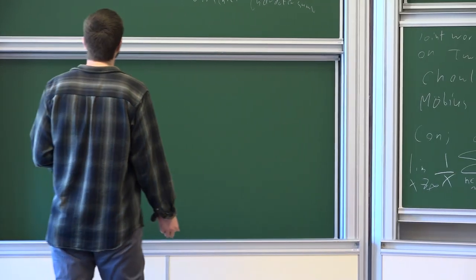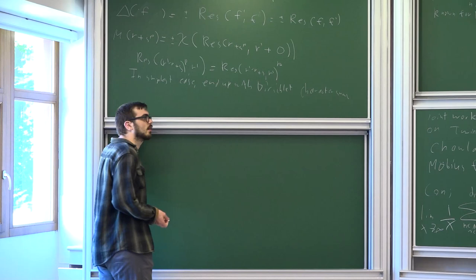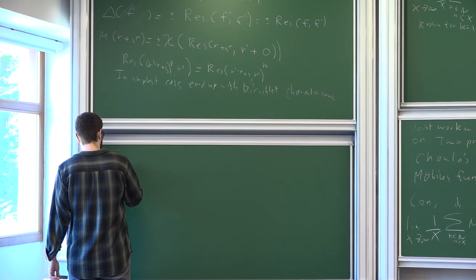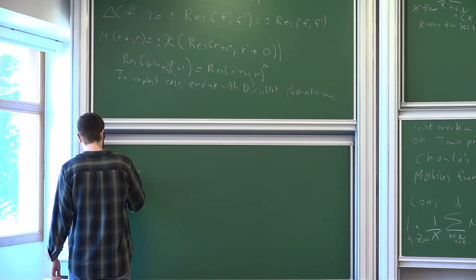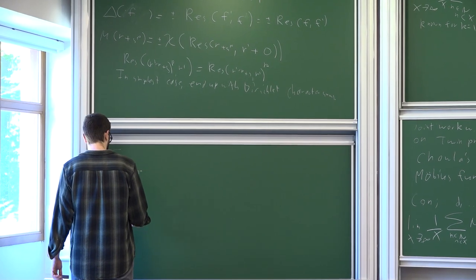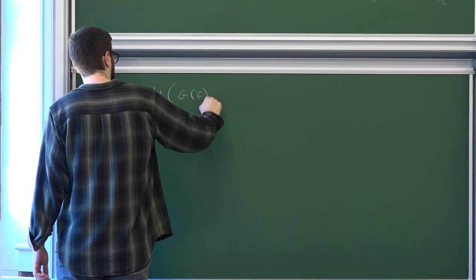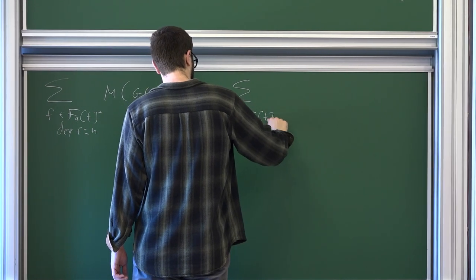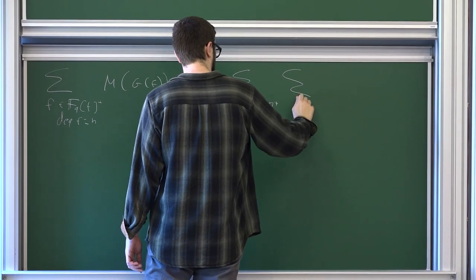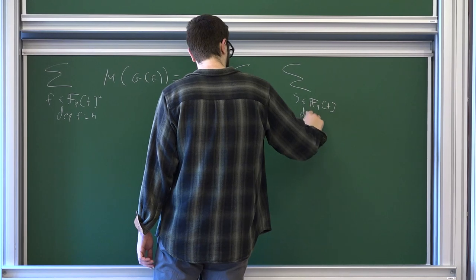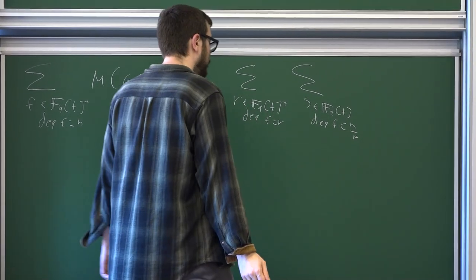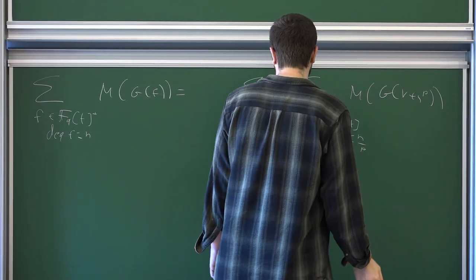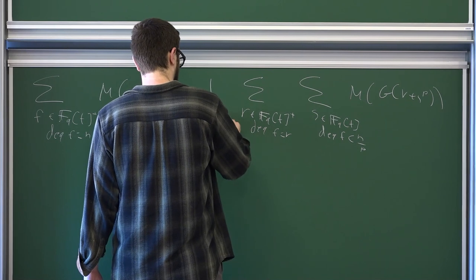Okay, sorry, I should explain what we're doing here. What we're doing is we're observing that the sum over f in F_q[T], degree f equal to n, of mu of g of f, can be written as the sum over R in F_q[T], degree of R equal to n, of the sum over S in F_q[T], degree of S less than n over P, of mu of g of (R plus S to the P), times 1 over q to the floor of n over P.